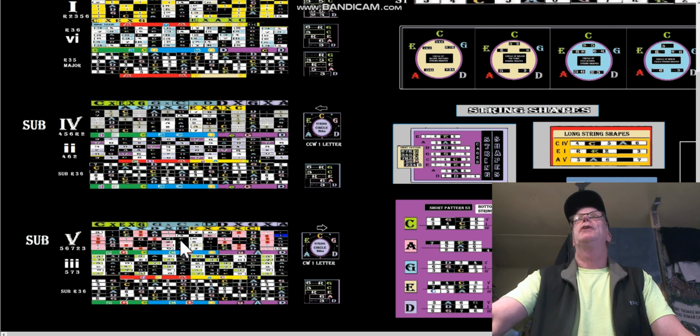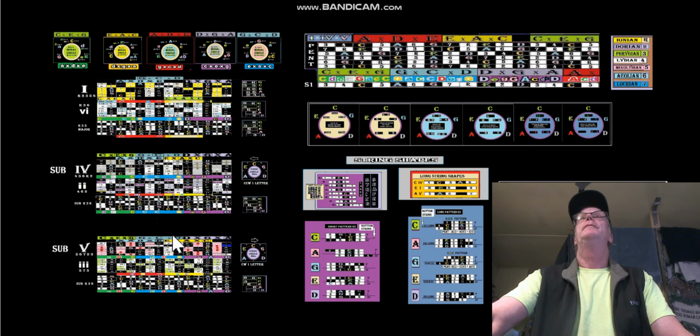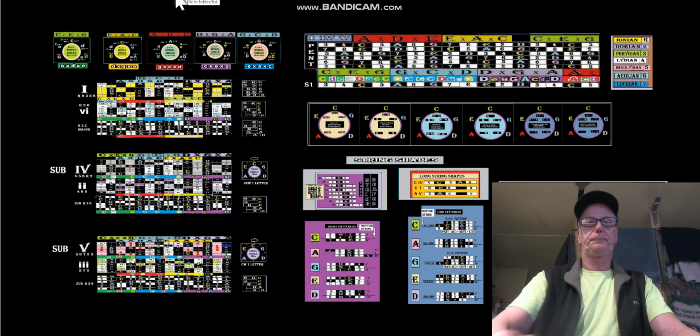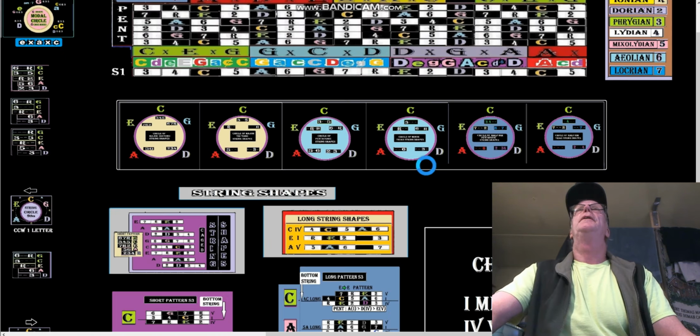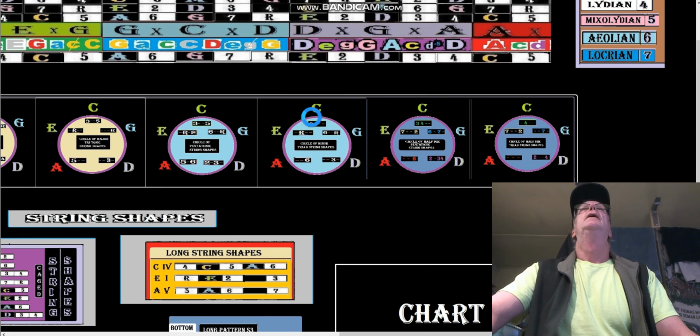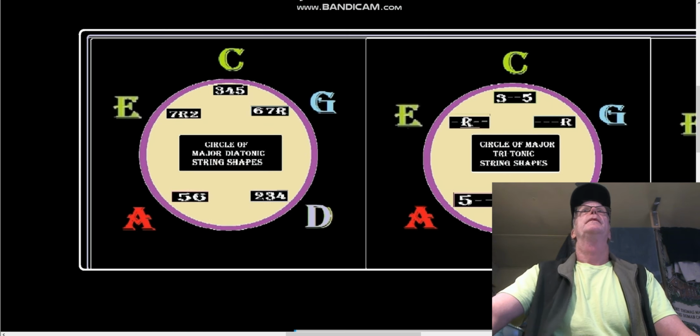of that chart, and we've had a class on this chart already. So let's move on in charts here. Just a quick word on this. These are the string shapes, these are the string shapes in fifths here.